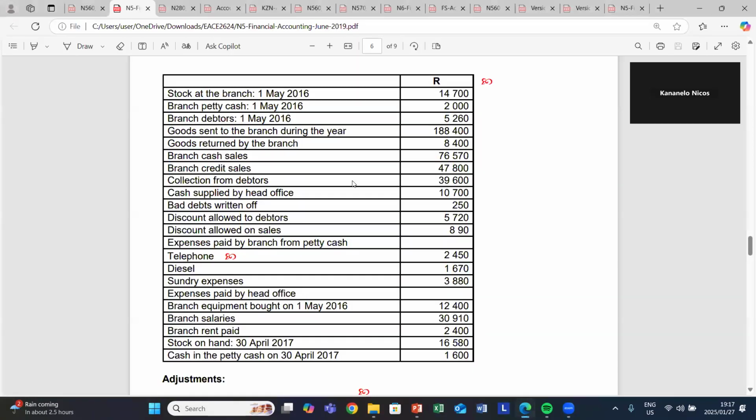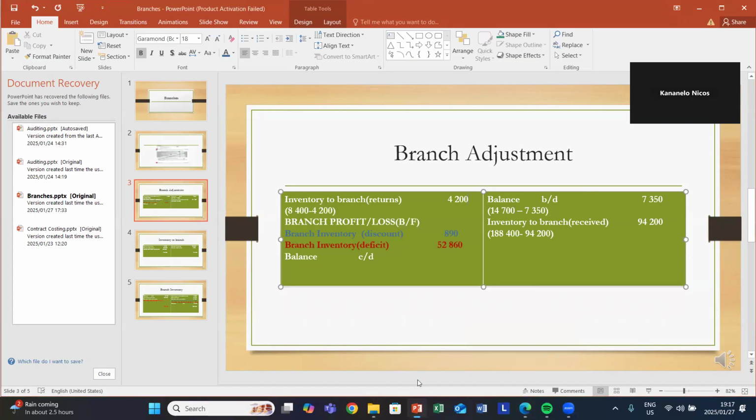And then lastly, your closing stock. Also with your closing stock, you'll do the very same thing. The closing stock amounted to 16,580. You'll have to calculate your cost of sales: 16,580 multiplied by 100 divided by 200. And then you'll get your cost of sales as 8,290. And then when you minus them, you will get 8,290 off.